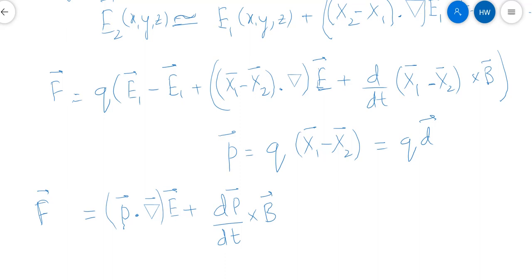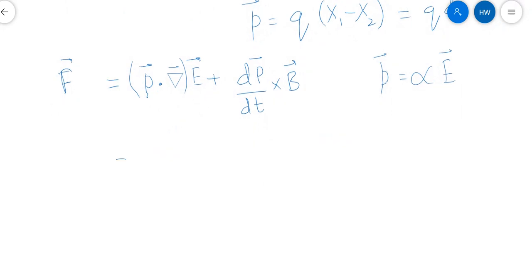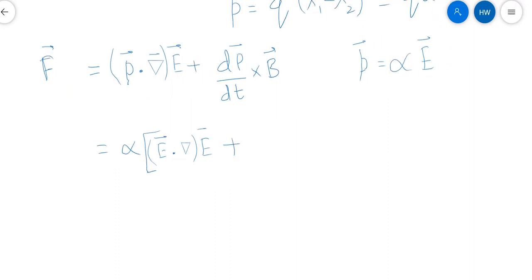So this is what my force is. Now I know a few things, that my dipole moment P is related to the applied field itself through the polarizability alpha. So if I put that back, what I get is alpha times E dot del acting on E plus dE by dt cross B.